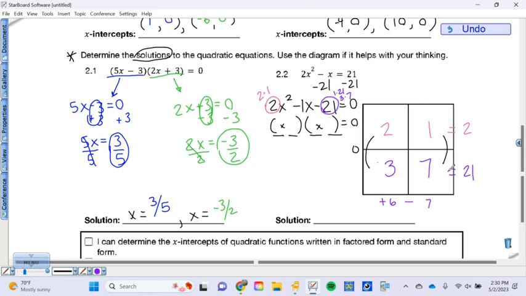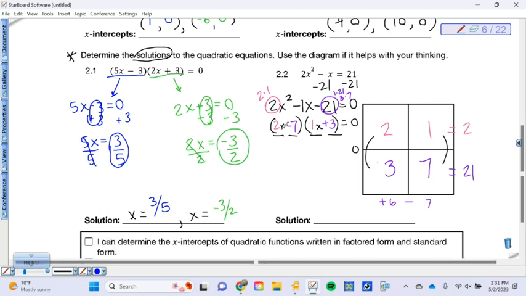Remember, my numbers come from that T-chart. So 2 and 1 go in my first times first. And then I want 2 and 3 to be my outers. So I'm going to put my 3 here. 2 times 3 needs to give me positive 6. So that needs to be a plus 3. And then 1 times 7 are my inners, but I need that to be a negative 7. So I'm going to do 2x minus 7. Is that it? Am I done? No.